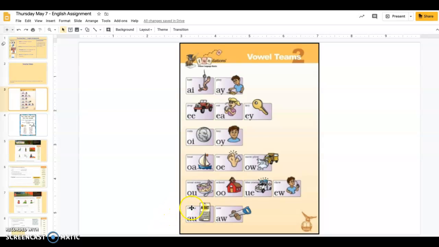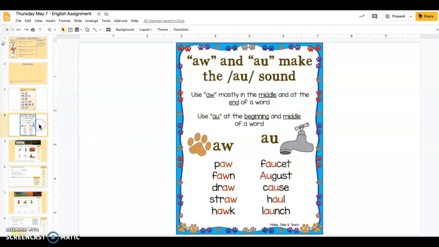Today we will learn about the last two vowel teams here, AW and AU, which make the sound ah. AW and AU make the ah sound. Use the AW mostly in the middle and at the end of a word. Let's take a look here.